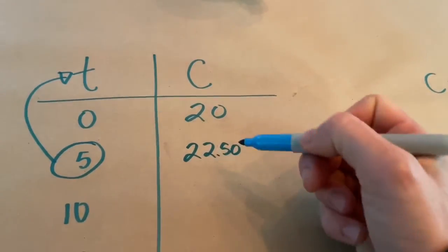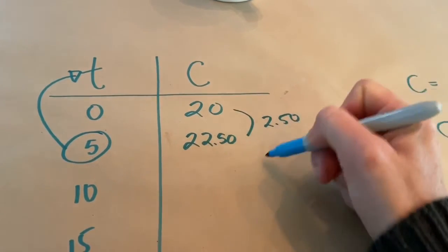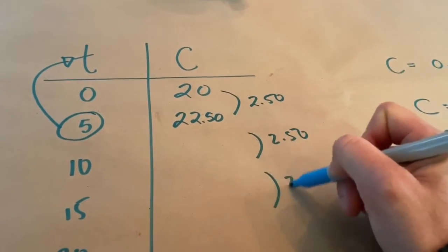Right now, I can see it's linear. It always needs to jump the same. This is jumping by $2.50, so it should keep jumping by $2.50.